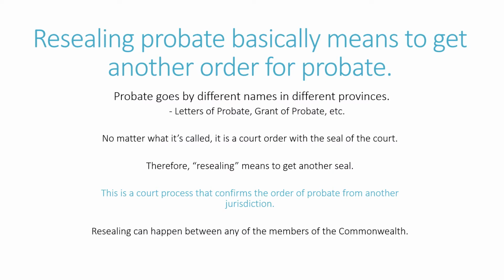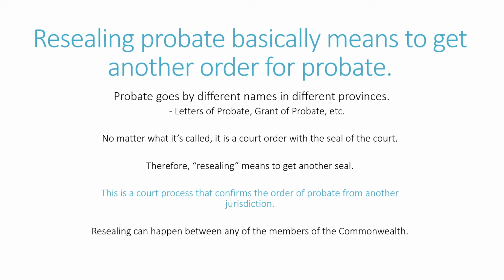Probate has different names in different provinces. For example, in Newfoundland and Labrador, it's called letters of probate, whereas in Alberta, it's called a grant of probate. But no matter what it's called, probate is a process that validates the will and indemnifies the executor. It's a court order with the seal of the court. Therefore, resealing means to get another seal. This doesn't mean you go through probate in the same court again. It means you have the probate confirmed by another jurisdiction.